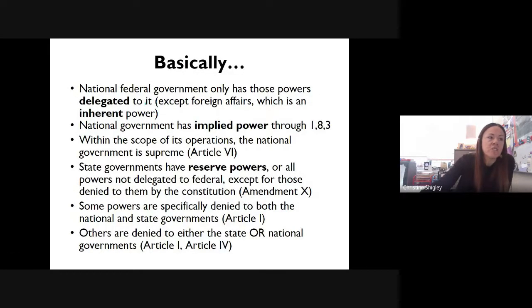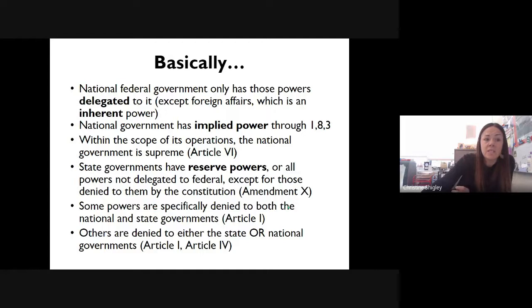All right, so essentially, the national or federal government only has powers that are delegated to it, except for foreign affairs, which are inherent powers. The national government has implied power through Article 1, Section 8, Clause 3, necessary and proper. Within the scope of its operations, the national government is supreme, Article 6. And I say within the scope of its operations because what they're doing has to be constitutional. State governments have reserved powers, or any power that is not delegated to the federal government, except for those denied to them by the Constitution, which is in the 10th Amendment, also in Article 4.